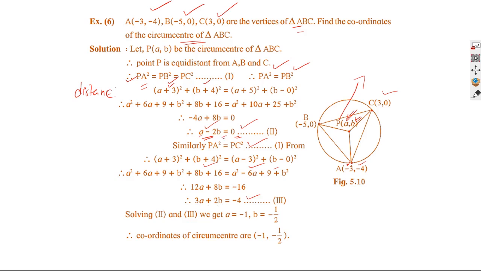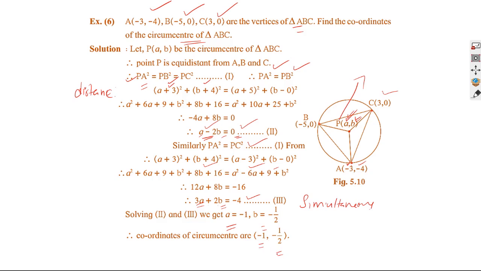This is in terms of a and b. This is also in terms of a and b. We can apply simultaneous equations, which we have studied in 9th standard, and we get a is equal to minus 1, b is equal to minus 1 upon 2. So the coordinates of the circumcenter are minus 1 and minus 1 upon 2.